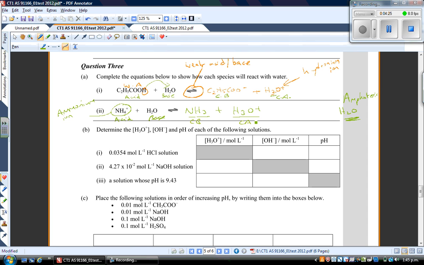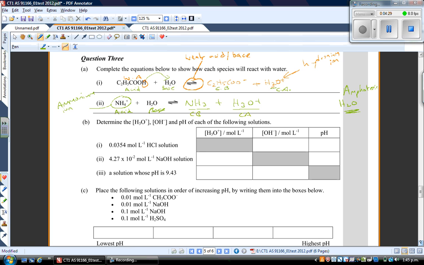We move on to the next question now. They start to focus on testing if you guys know how to use the few equations that you need to memorize for level 2 acids and bases. And the three main equations you need to know for level 2 acids and bases, I'll just write them on the side here.